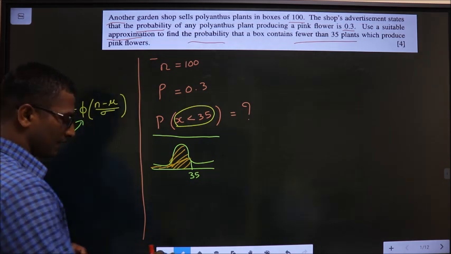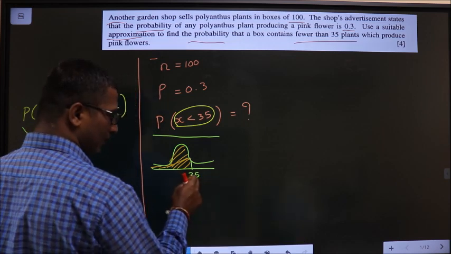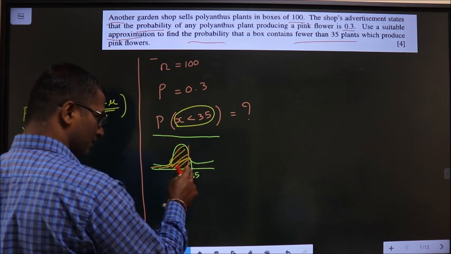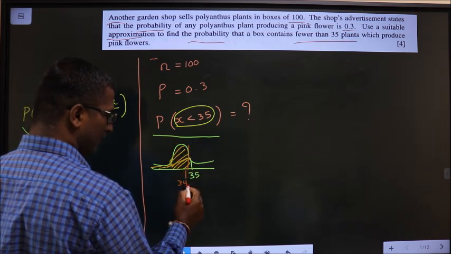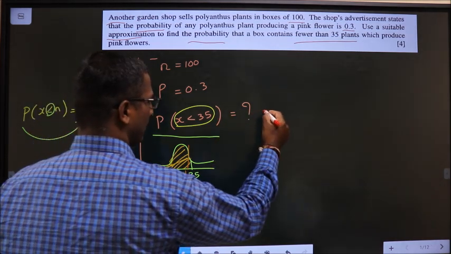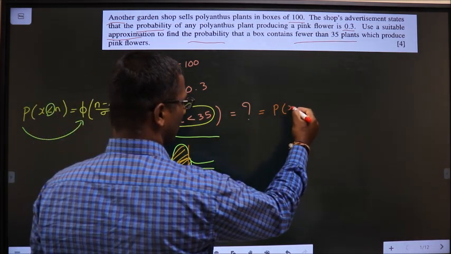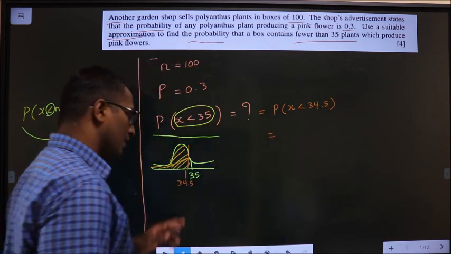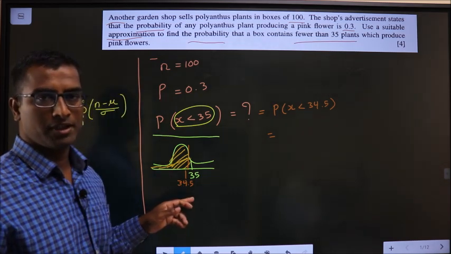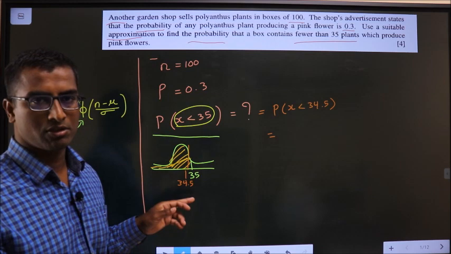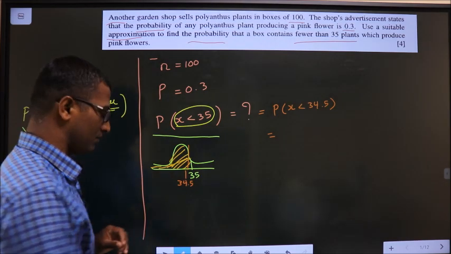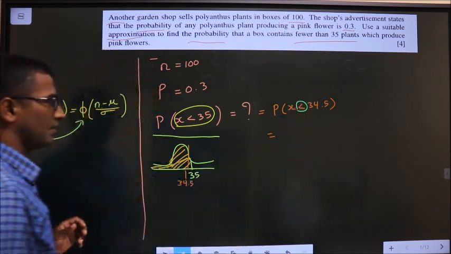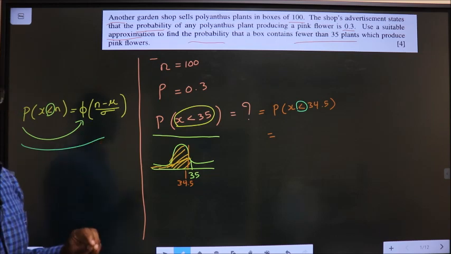He didn't say normal distribution, but you want to use it, so you have to do a 0.5 correction. What I mean is, 35 should not be included, so I have to shift this bar to the front till 34.5. So now this will become P of x less than 34.5. You should do this 0.5 correction because normal distribution is not mentioned and you want to use it. Clear with this? Now here the symbol is less than, so P will get converted to phi.